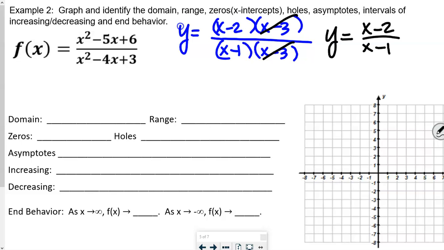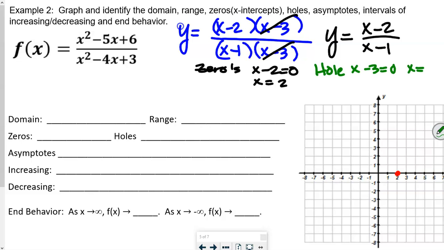We want to talk about our zeros. So we set x minus 2 equals 0, so x equals 2, right? We're going to go ahead and plot that point, 2. Then let's talk about our holes. That's our repeated factor, right? So our hole is going to be at x minus 3 equals 0, so x equals 3.